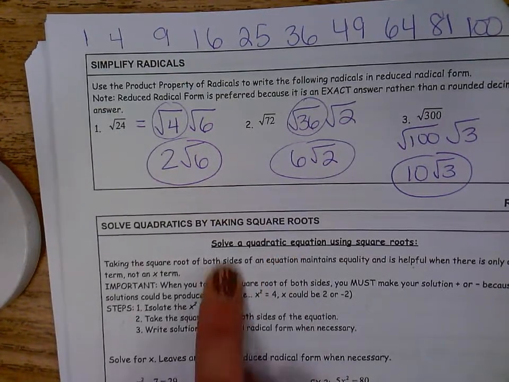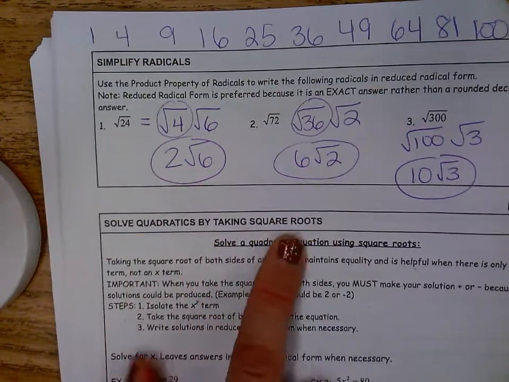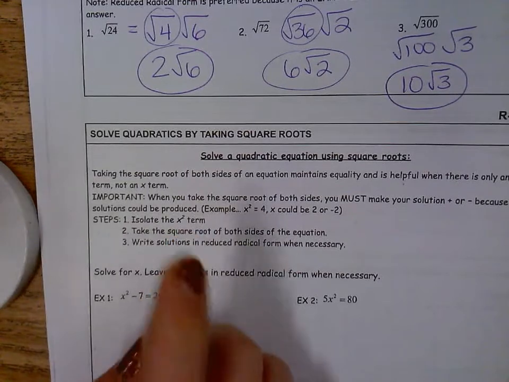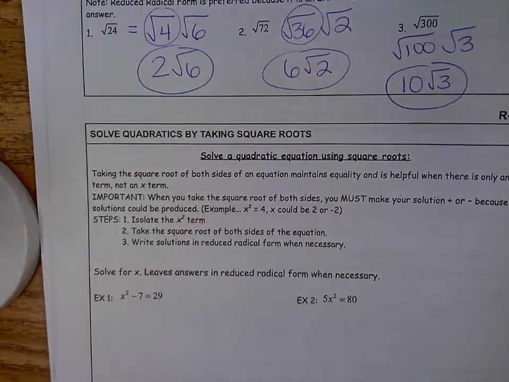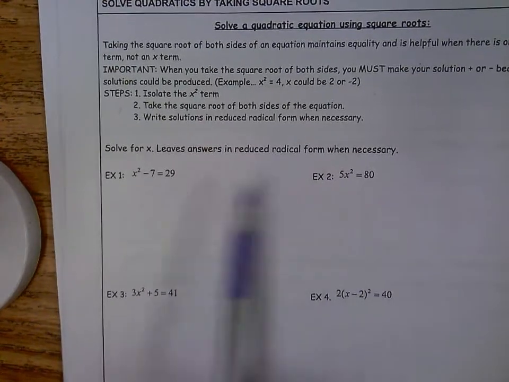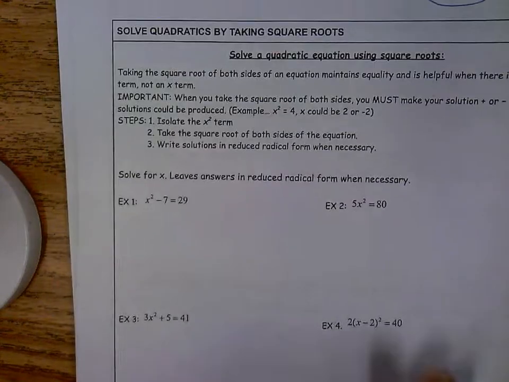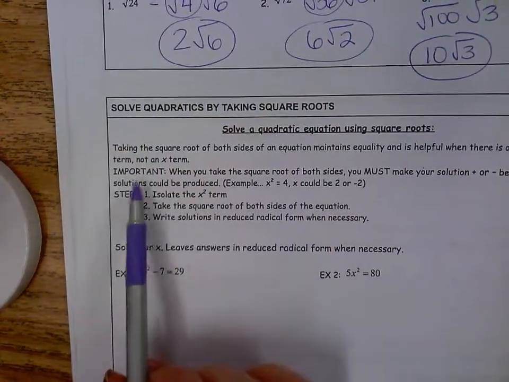Square root things. All right, solve quadratics by taking square roots. Okay, so when do I want to use this strategy? I want to use the strategy when things are not easily graphable or easily factorable, right? You can't use it when there's an x term, only when there's an x squared term. So if you notice, all of these just have x squared in them. They don't have an x term.